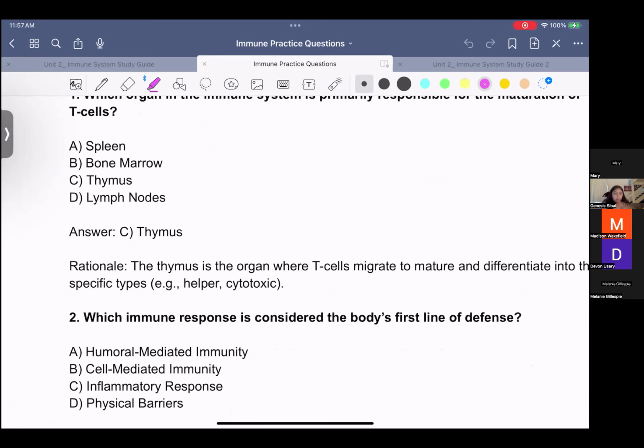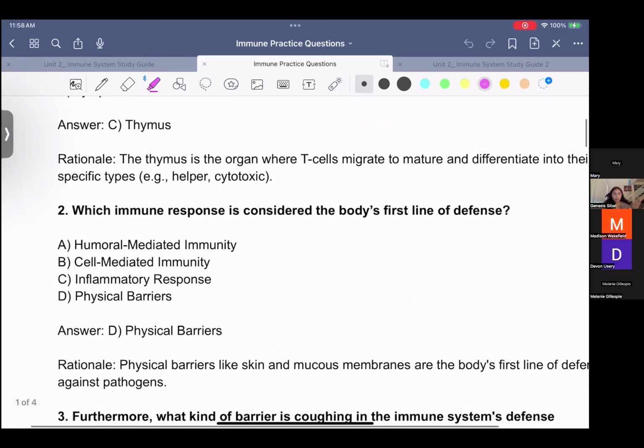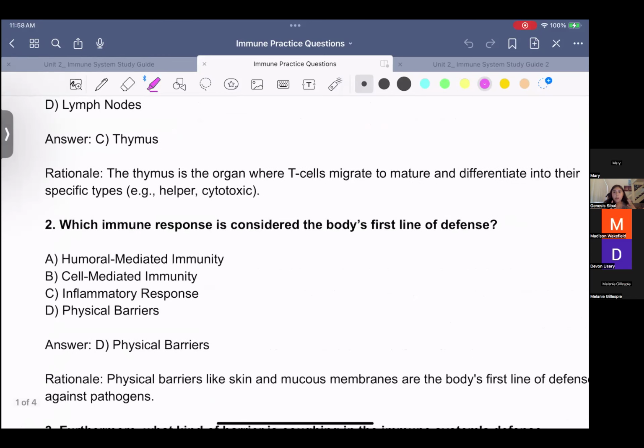So you have humoral mediated immunity, cell mediated immunity, inflammatory response, or physical barriers. Perfect, right? So it is physical barriers. Remember, it is kind of tricky, because she can put out these answers where it's not 100% on some of these things. She tries to trick you by using different words and different definitions. So just make sure you're remembering how it kind of looks.